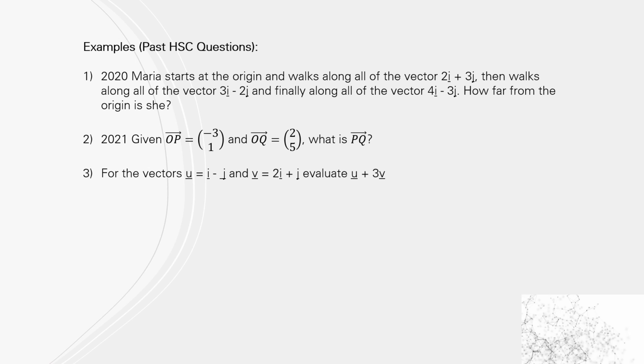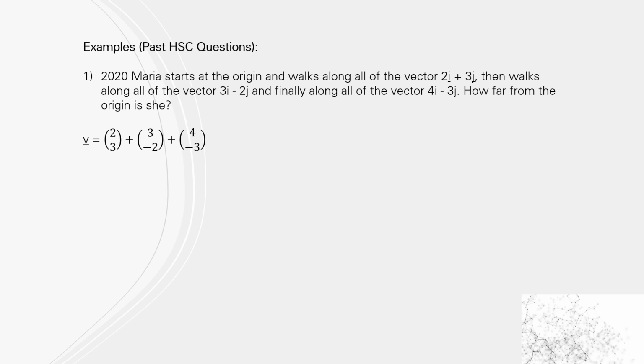The second one, from 2021, is: given OP is (-3, 1) and OQ is (2, 5), how do we find PQ? That's from the first video, how to actually figure that one out. And then we're going to evaluate these, the addition of vectors where we've got a multiple of one of the vectors.